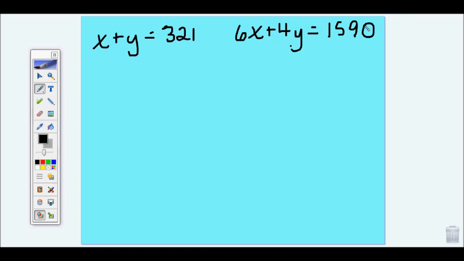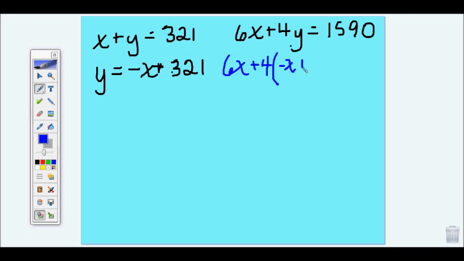So I'm going to go ahead and we'll solve for y in this first one. So we would have y equals negative x plus 321. So I'm going to substitute that in, I haven't been changing my colors here, in my next equation. So I'm going to say 6x plus 4 times negative x plus 321 equals 1,590.